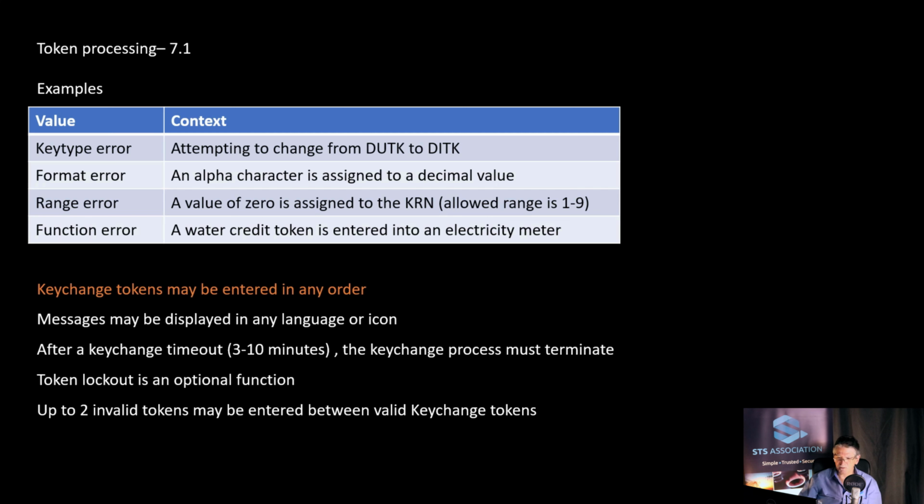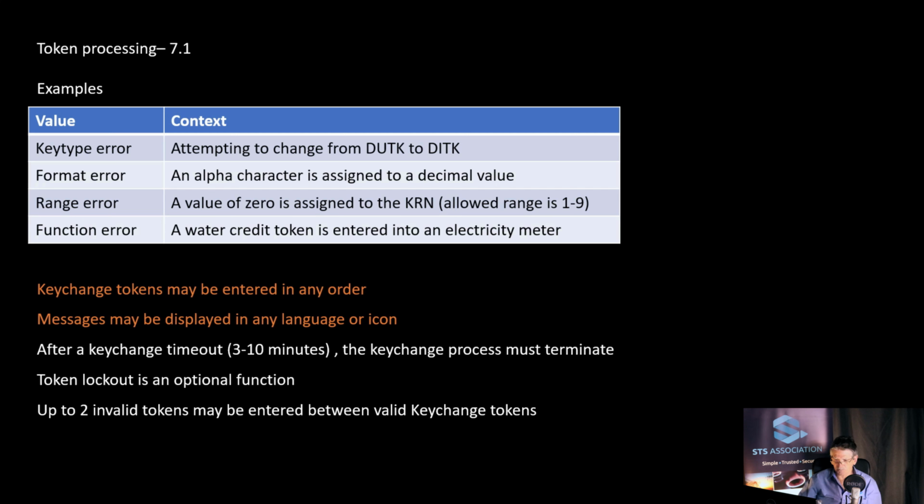A few things to note: key change tokens may be entered in any order, so you can put token 3, then 2, then 1. Messages may be displayed in any language or icon. Although the message itself must be the same, in other words, the meaning of the message, you can put it in icons or you can put it in any language, as long as your meter manual obviously explains what these mean, and obviously it is part of a contract where the user or the utility says, I want my messages to be in a particular language.